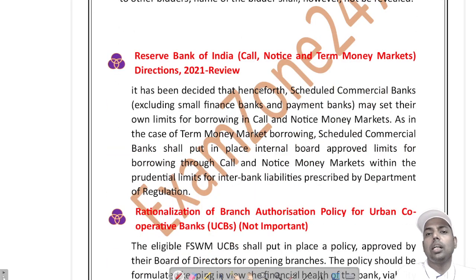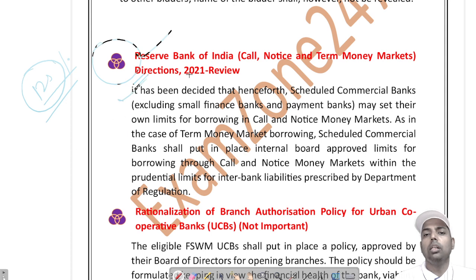Reserve Bank of India call and notice money markets. Initially it was 125%, but now it has been removed. The call and notice money market limits are to be decided not by RBI but by the board of the bank.